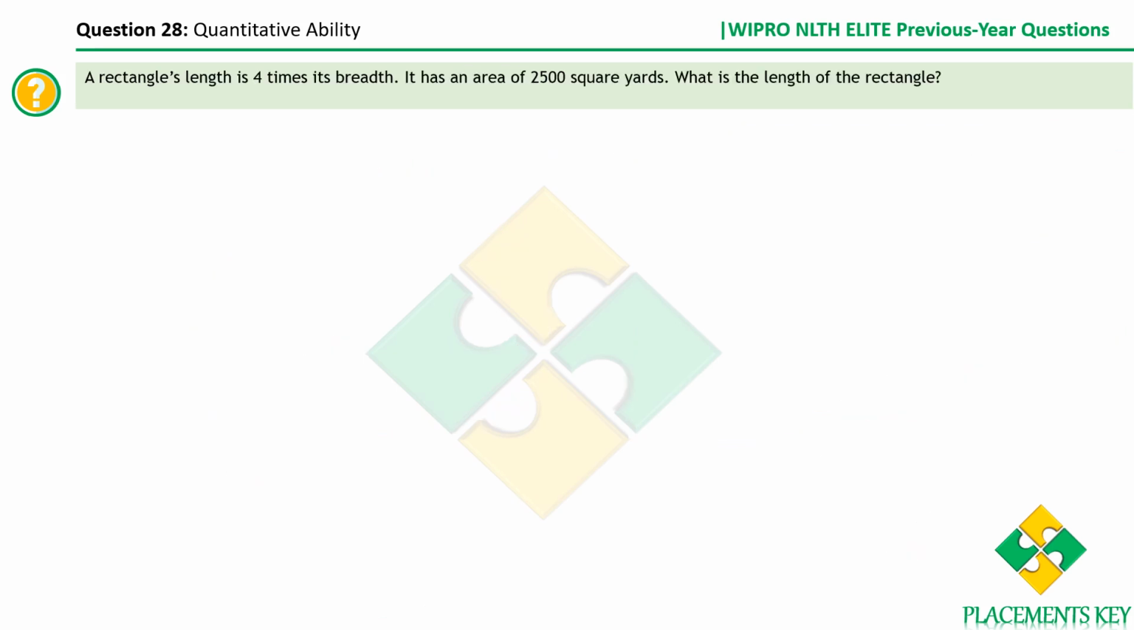Let's move on to the next question. A rectangle's length is 4 times its breadth. Okay, L is equal to 4 times B. Now the area is 2500. What is the area of the rectangle? It is L into B. So this value is given as 2500 square yards.